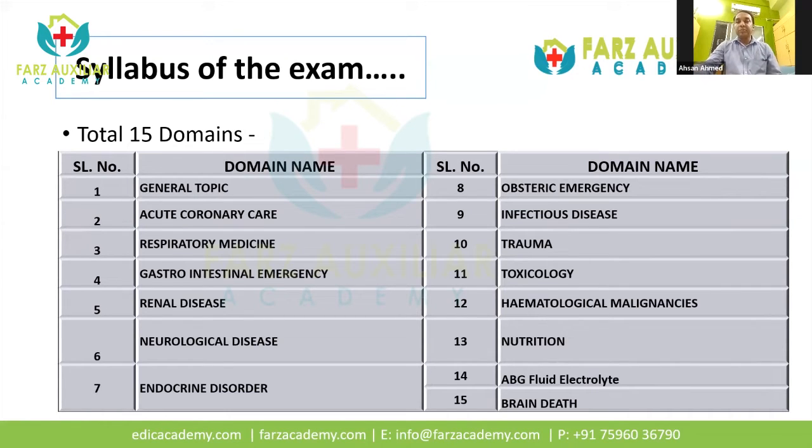First is the general topic, that is for any systemic diseases, then acute coronary care, respiratory medicine, gastrointestinal emergencies, renal diseases, neurological diseases, endocrine disorders, obstetric emergencies, infectious disease, trauma, toxicology, hematological malignancies, nutrition, ABG fluid electrolytes, and eventually end of life care and brain death. And some medical statistics is also included, very simple statistics like type 1 or type 2 error, calculating the positive predictive value or negative predictive value, sensitivity, specificity, like that.